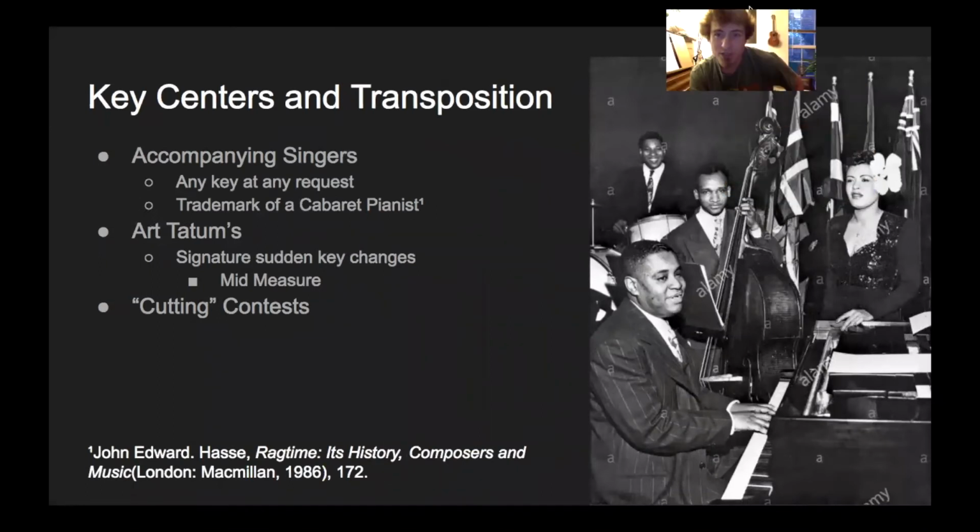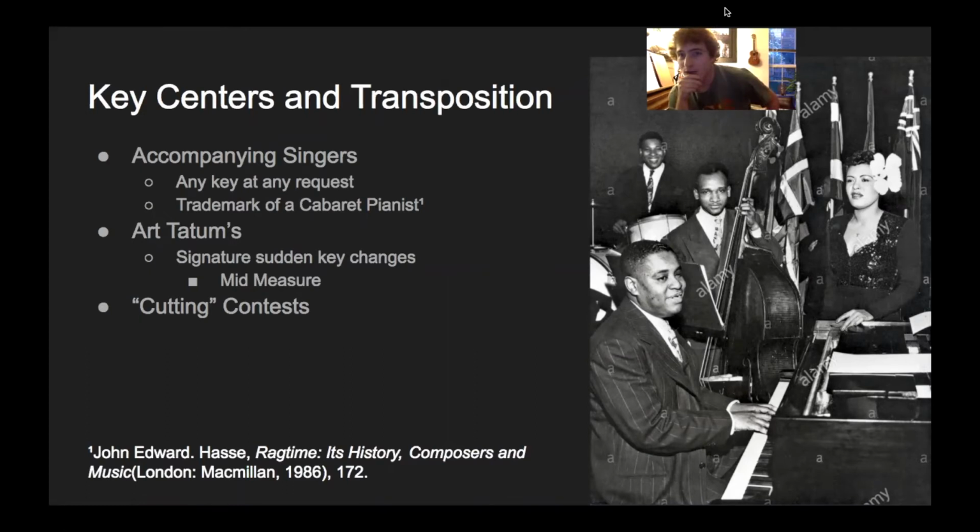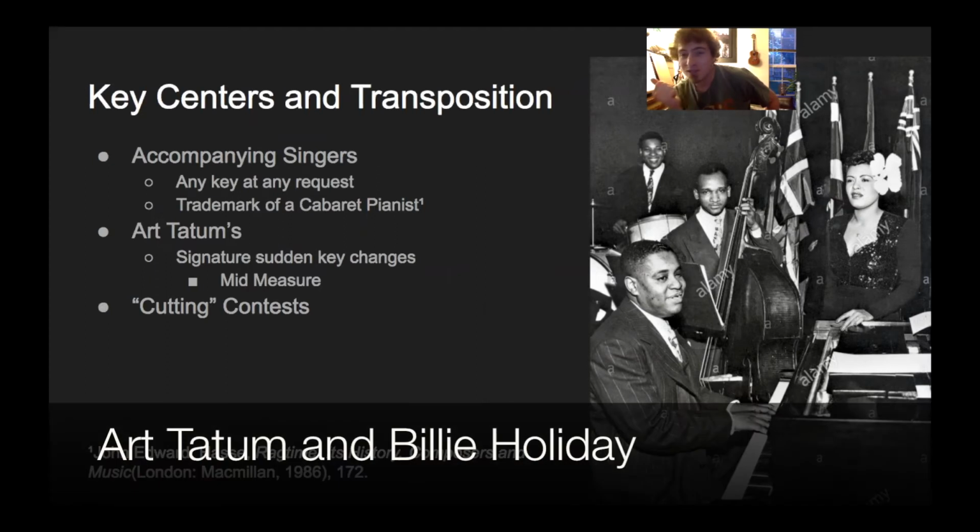All right, so key centers and transpositions are very important for the jazz pianist to understand, as they were there to accompany singers. Most did it by ear, and singers had to do it in request of their key. In the early 1900s, most speakeasies, sporting houses, cabarets, whatever you want to call them, all had singing waiters and waitresses. And it was up to the pianist to know how to accompany them in their key. So it was a trademark of any cabaret pianist to be able to play any key, any tune.